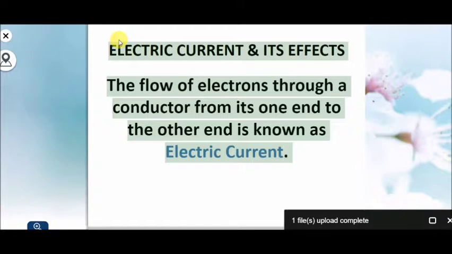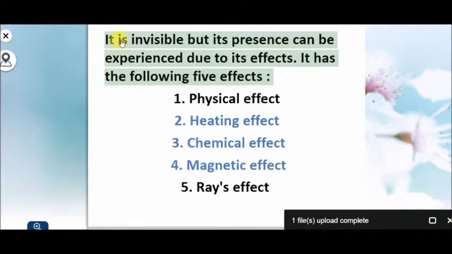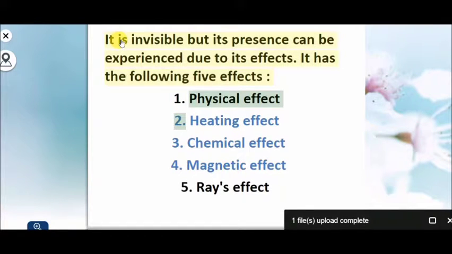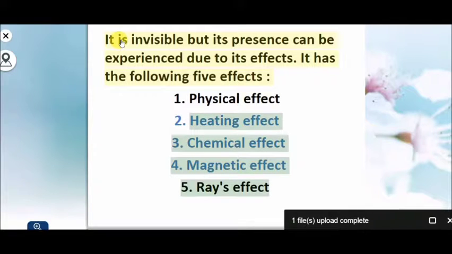Electric current and its effects. The flow of electrons through a conductor from one end to the other end is known as electric current. It is invisible, but its presence can be experienced due to its effects. It has the following 5 effects: 1. Physical effect, 2. Heating effect, 3. Chemical effect, 4. Magnetic effect, 5. Rays effect.